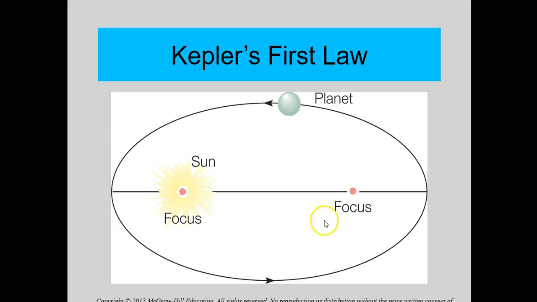Each ellipse will have two foci. They're going to look kind of like this. This is really an exaggerated example. As you push this ellipse closer and closer to a circle, the points come closer and closer together until they meet at the middle. When they meet, you no longer have two foci, you have the center of a circle.